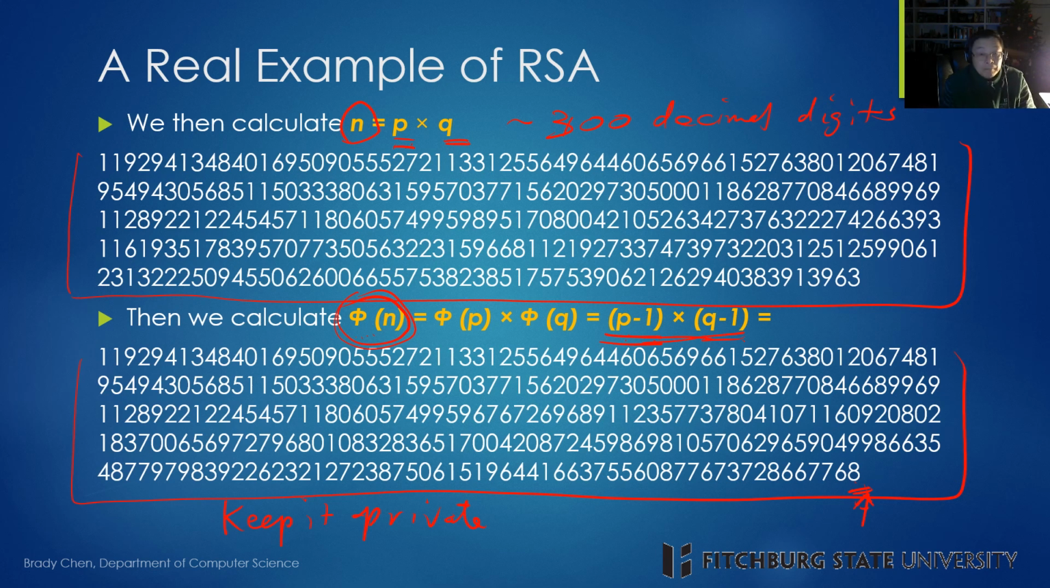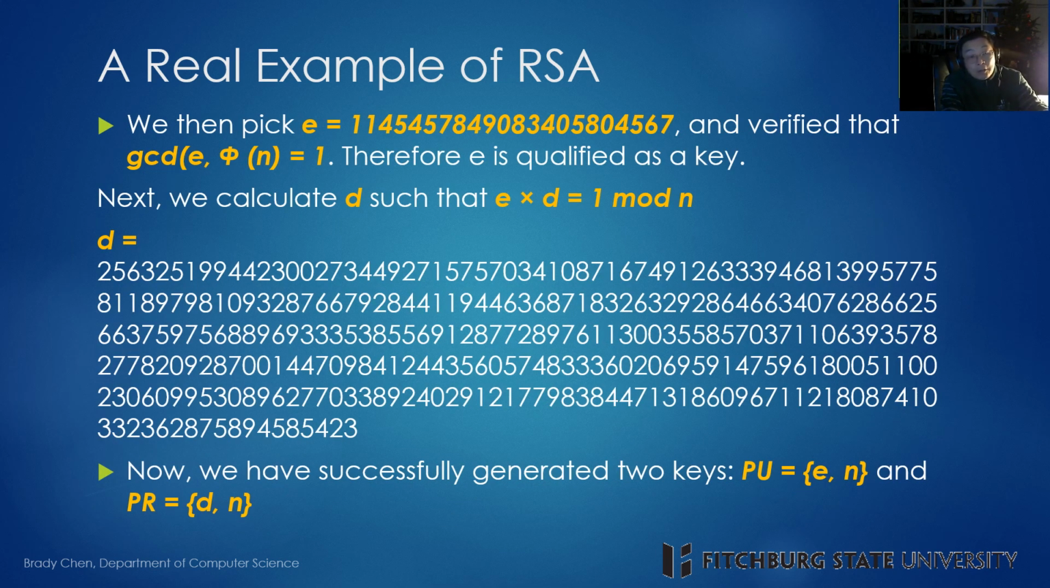Okay. So the next thing we're going to do is pick our public key. So we randomly pick E.